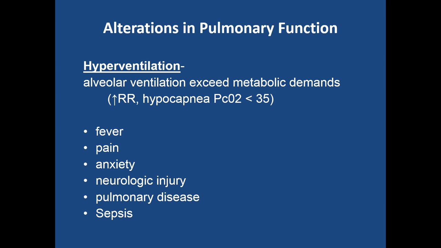Remember, metabolic demands mean that it's basically the cell's demand for oxygen in order to make energy. Okay, and then as the cells make energy, they create waste, which includes carbon dioxide, which we need to get rid of. So we're outpacing the body's needs. Some of the reasons for hyperventilation include fever, pain, anxiety, brain neurologic head injury, pulmonary diseases, and sepsis.